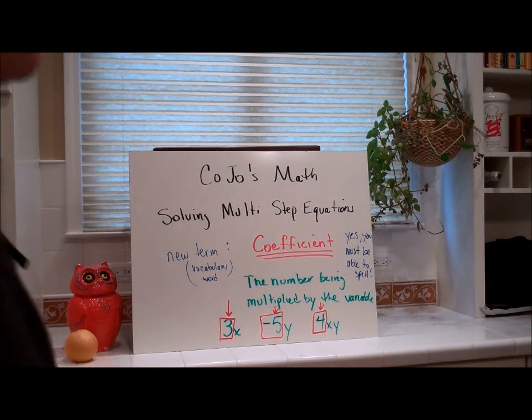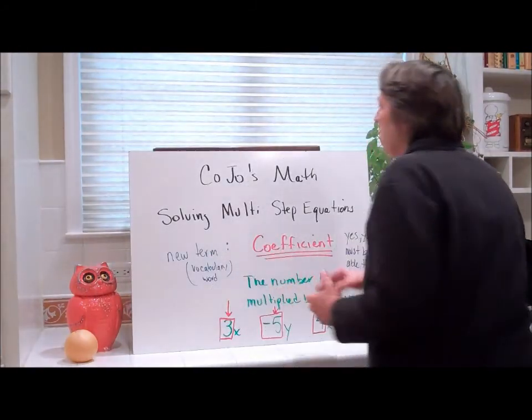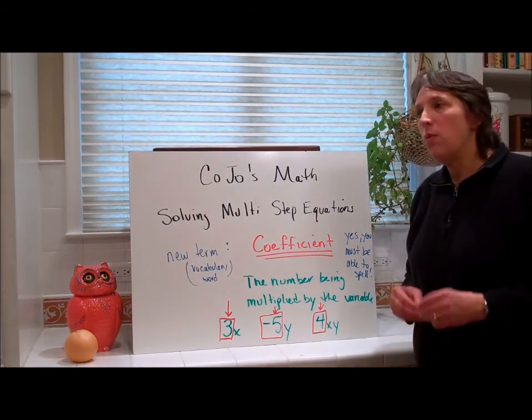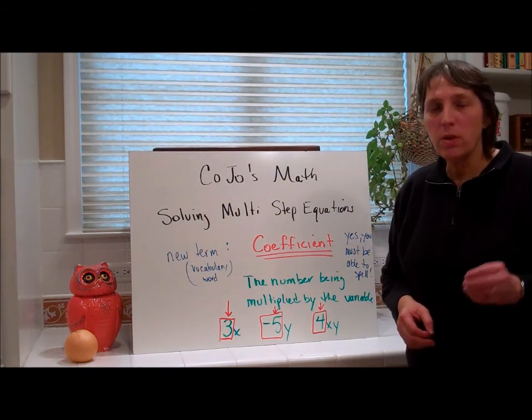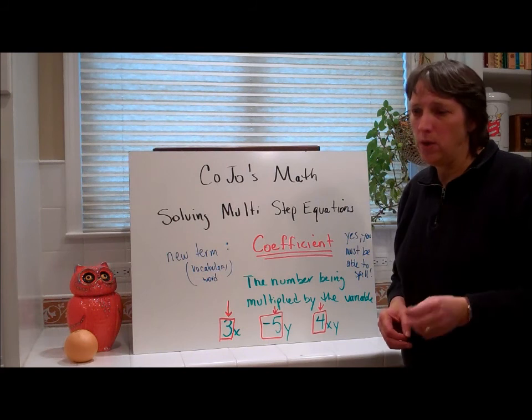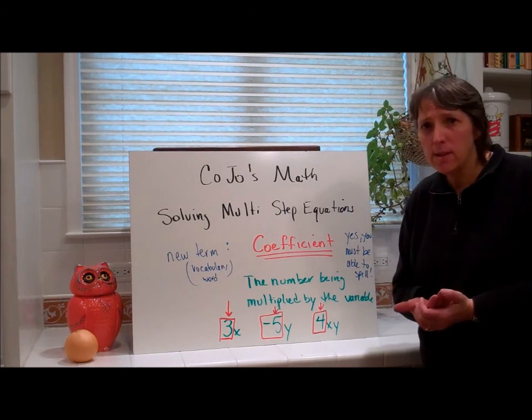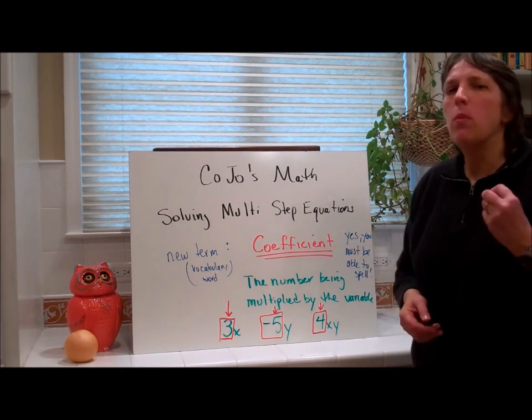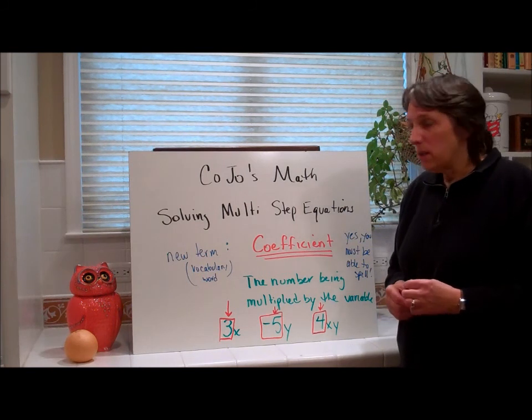Welcome to Kojo's Math. Today we're going to solve multi-step equations. Now we've done a lot of practice with solving one-step equations, where we either add or subtract to isolate the variable, or we multiply or divide to isolate the variable.